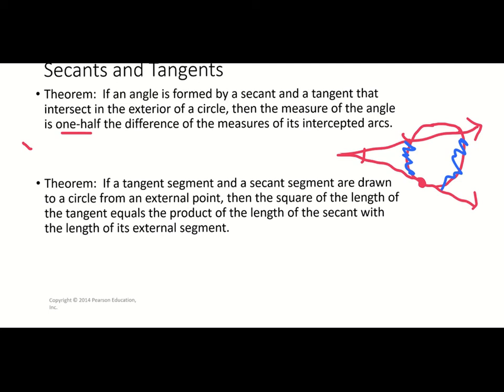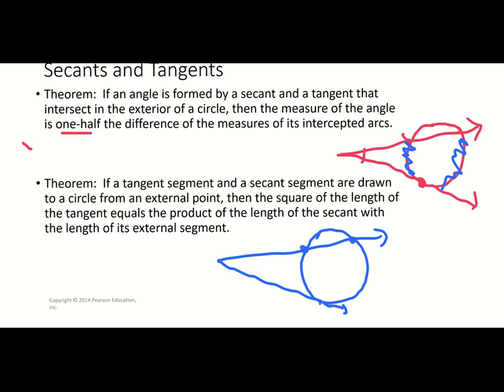Our next theorem is going to be if a tangent segment and a secant segment are drawn to a circle from an external point, then the square of the length of the tangent equals the product of the length of the secant with the length of its external segment. So here what we're going to do is I'm going to draw a circle. All right, and then again we're going to have a secant and a tangent.